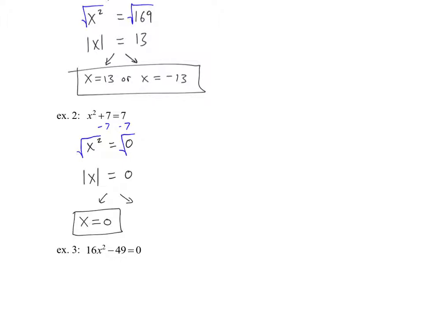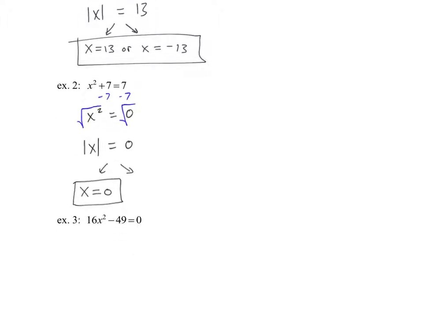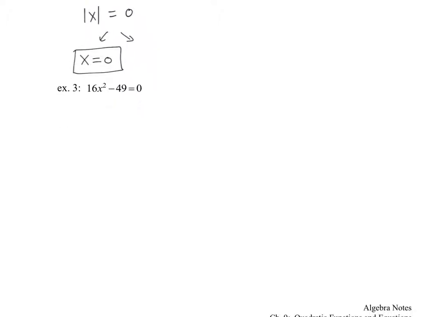All right, example 3. Make it look a little bit beefier, but really it's the same kind of thing as what we just were doing with one extra step. So looking at this here, we want to get x squared by itself. To solve for x squared, we need to do order of operations in the opposite direction. So I first do my adding and subtracting, and that will cancel out my minus 49, leaving me 16x squared on the left side equals 49.